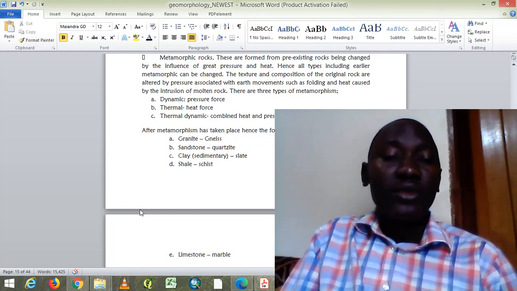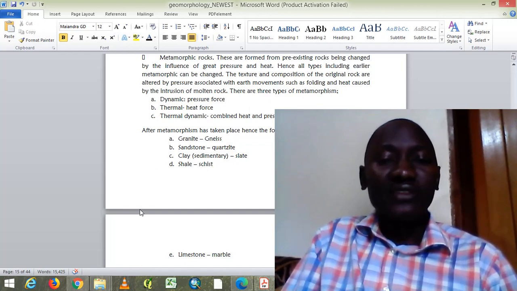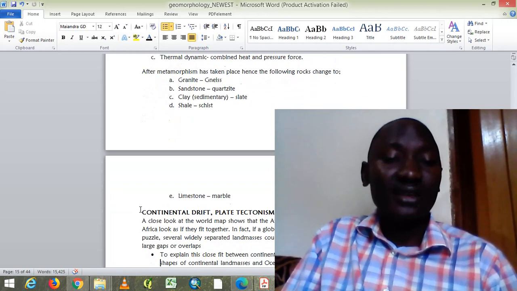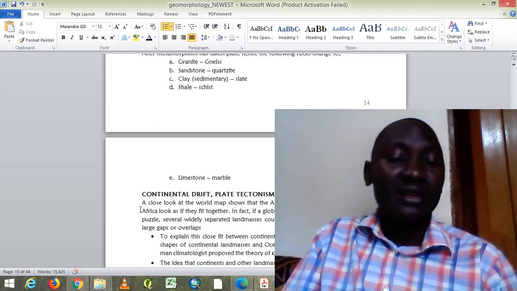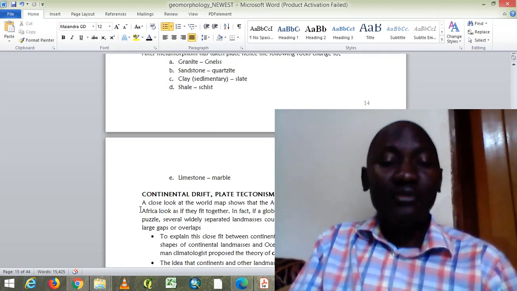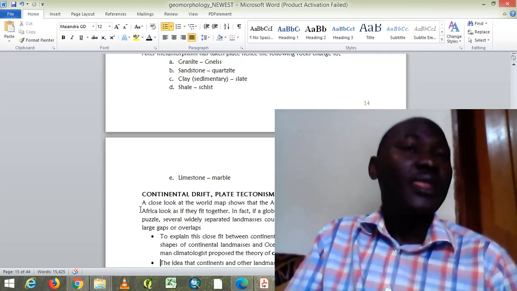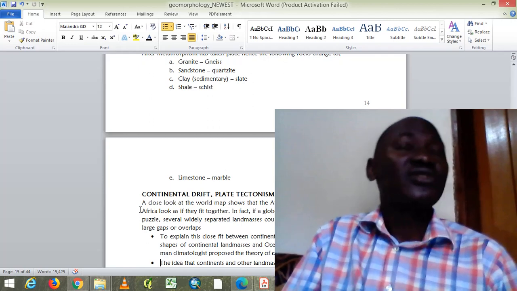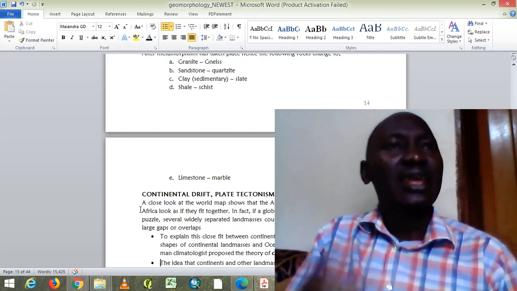So you realize that after metamorphism has taken place, rocks change to other types. For example, granite changes to gneiss, sandstone changes to quartzite, clay, which is sedimentary, changes to slate, shale changes to schist, limestone, which is sedimentary, changes to marble. And so you have that classification of rocks. Rocks changing from one form to another completely under great heat and pressure.